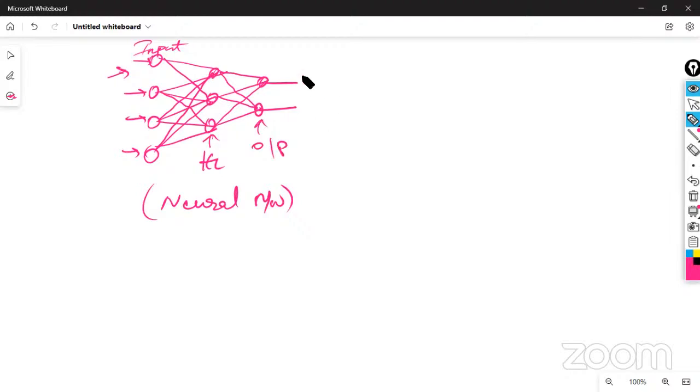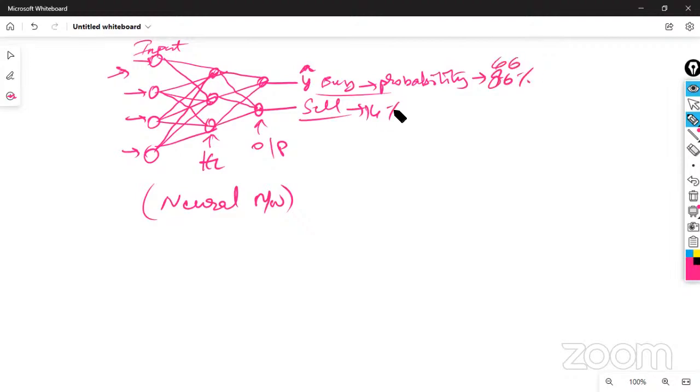Here you will be giving the input, and this is a hidden layer, and this is an output layer. So we are predicting here y cap, whether to buy or sell. You'll be getting output with a probability. So it can say 96% of buying and 4% of selling, or 86% and 14%, or 66%, 34%, or 56%, 44%. Even though it is saying 56% and 44%, this is the higher rate, so we'll go with buy.